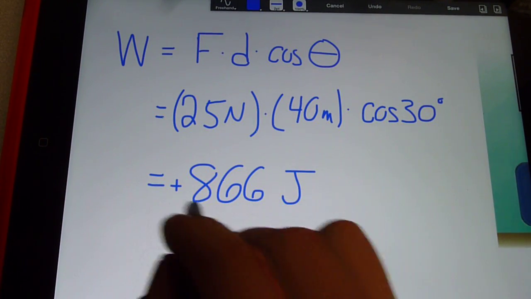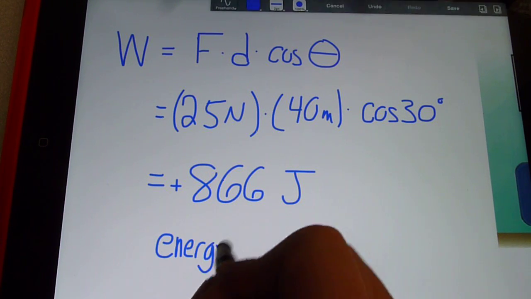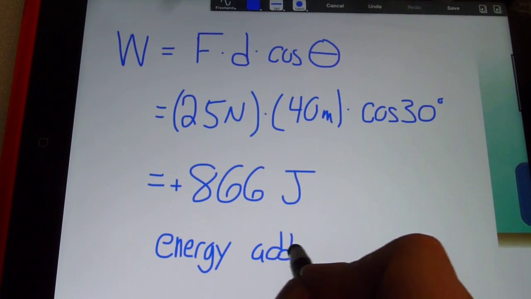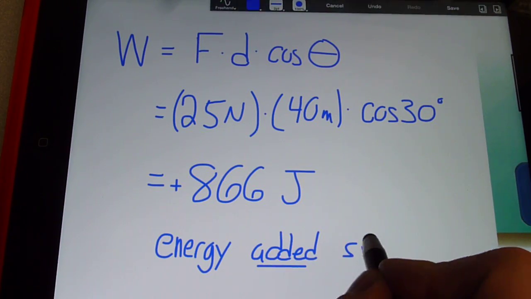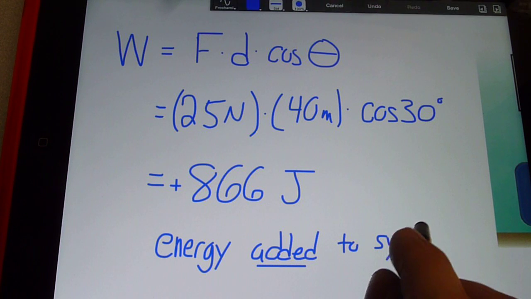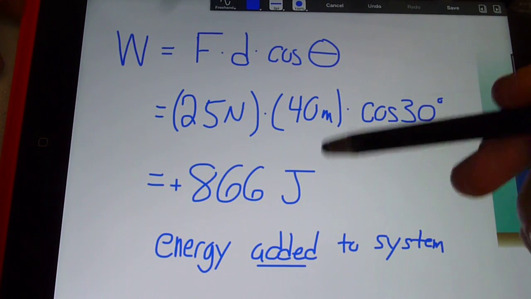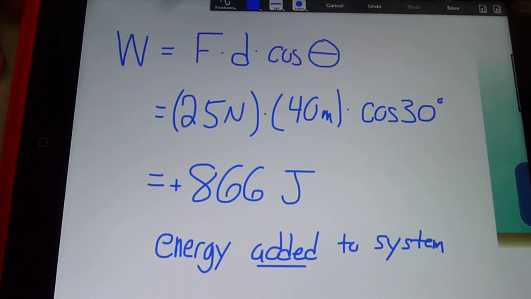That positive sign for our work means that energy was added into my system. Added to the system. Energy was put into my system. How much energy? Exactly this much, 866 joules.